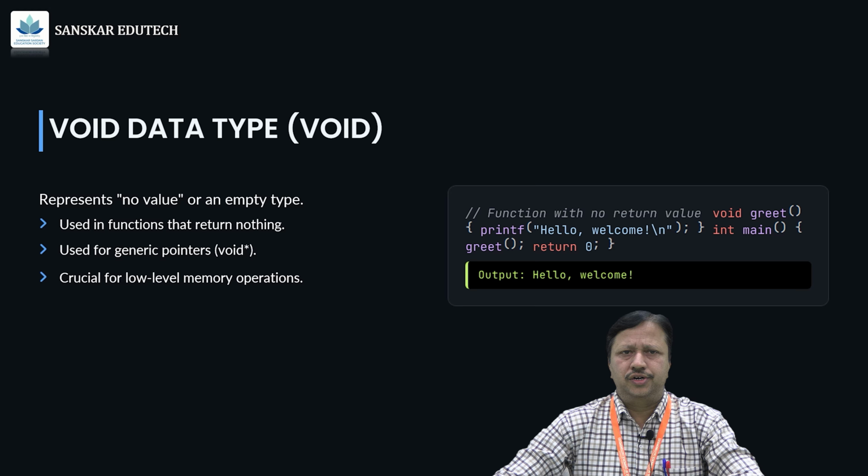#include <stdio.h>, void greet(): it's a function with void return type. printf("Hello, welcome\n"); int main(), greet(); return 0. So greet is a function, called in the main function. So Hello, welcome will be printed, because in this function we have written the hello welcome message.